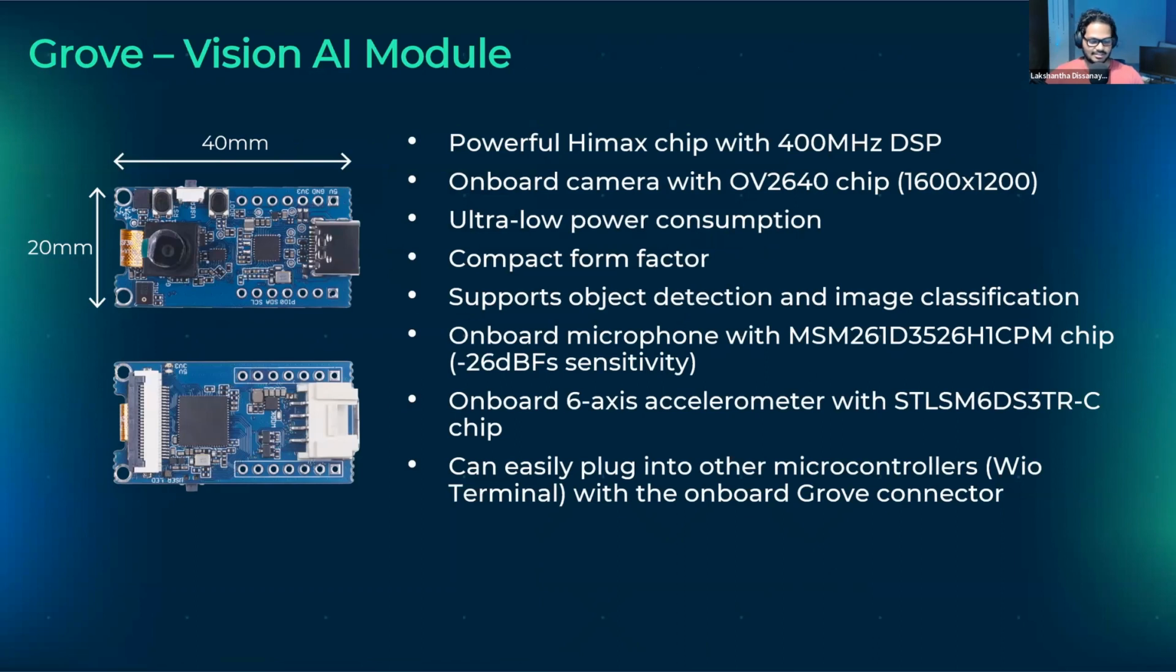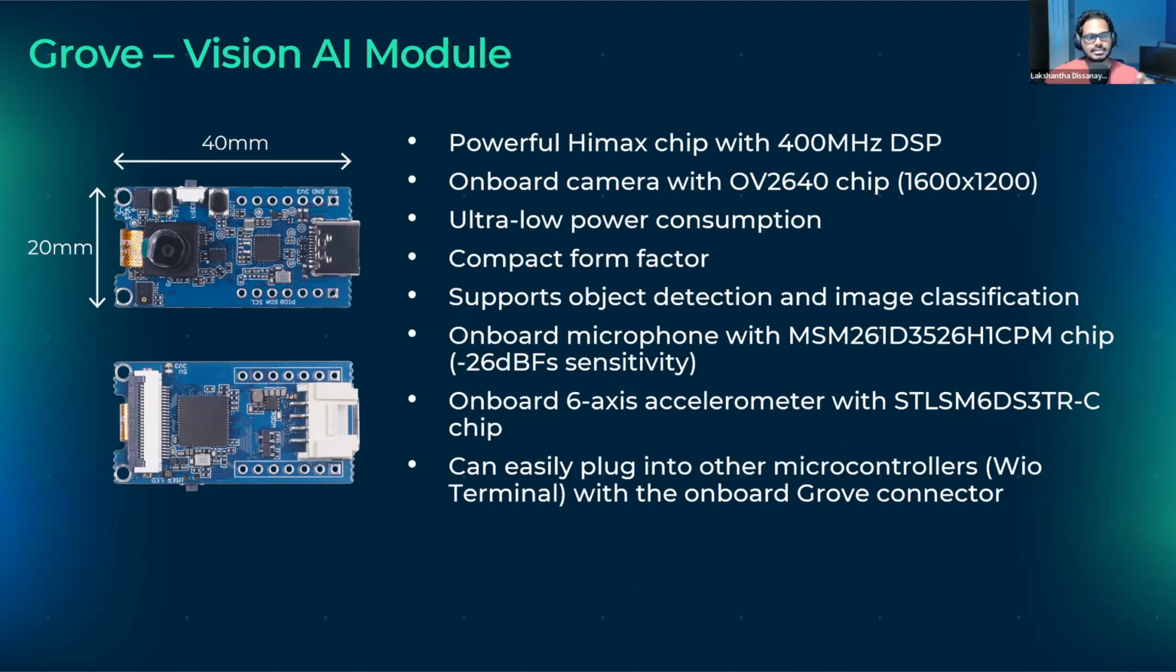So I have the Grove Vision AI module with me. As you can see, it's a very small device. It's very thumb size. It's around 40 millimeter by 20 millimeter is the PCB size. It's powered by a HiMax chip with 400 megahertz DSP. It has an onboard camera, a small camera with 1600 by 1200 resolution, and it consumes very low power. Also, it supports object detection and image classification models.